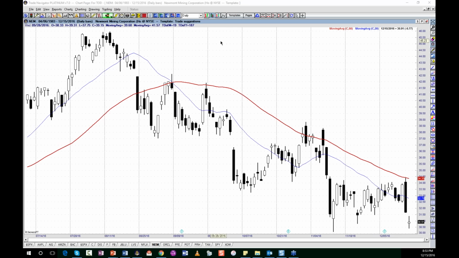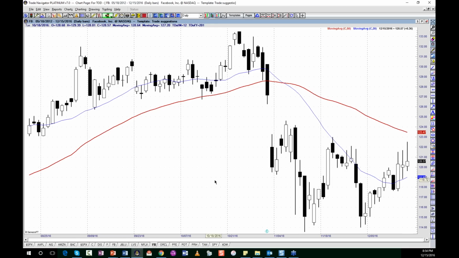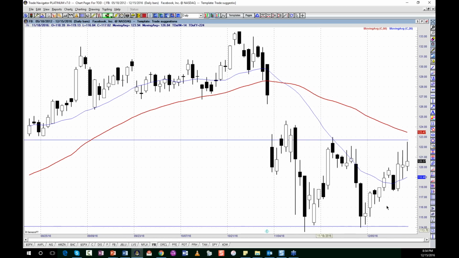Okay, Steve requested Facebook. Okay, I'll tell you what's going on here. I would view this, let's go from here. So I was going to say from here to here is a box range, but I'm going to move it up to here. So this is the top of the box, the lateral range, this is the bottom.